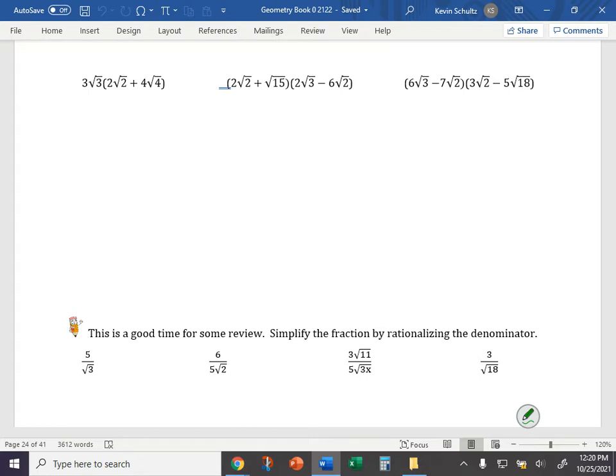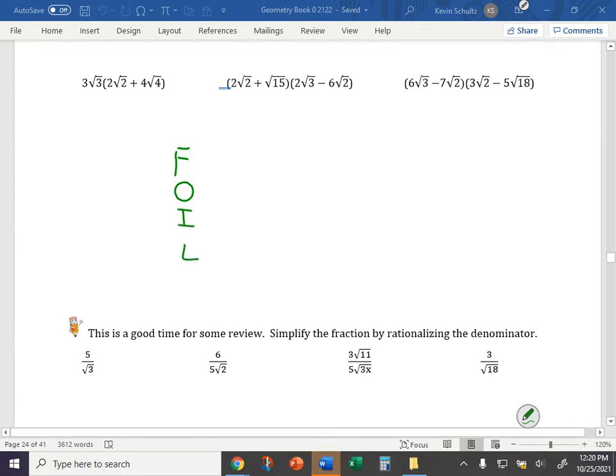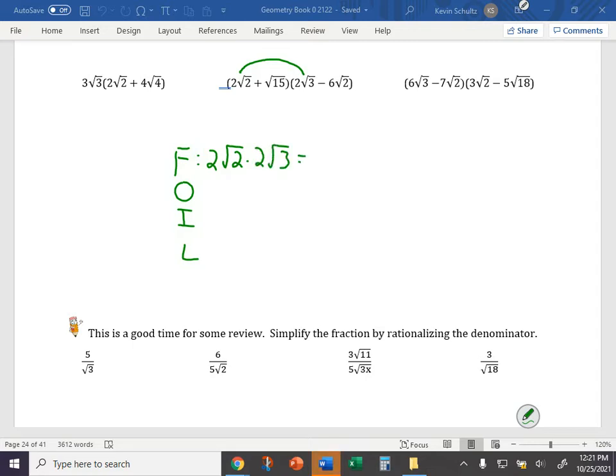Let's go back to basics here a little bit. What does FOIL stand for? First, outside, inside, last. And what those four words refer to are the position of the terms within their parentheses, right? So for the F, the first, we are multiplying those first terms together. And what does 2 root 2 times 2 root 3 equal? 4 root 6.